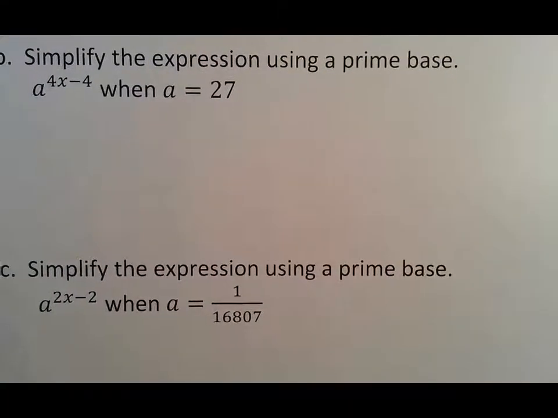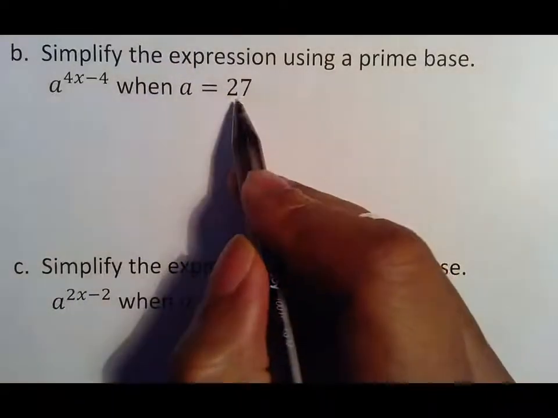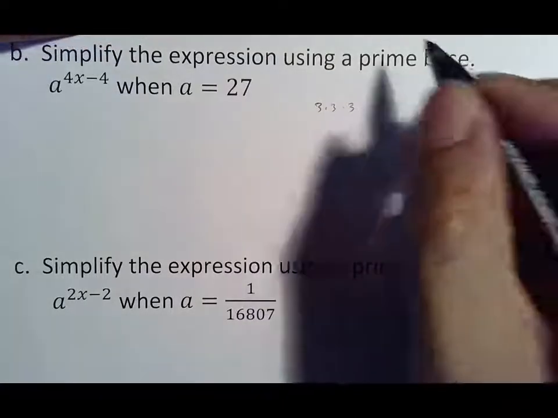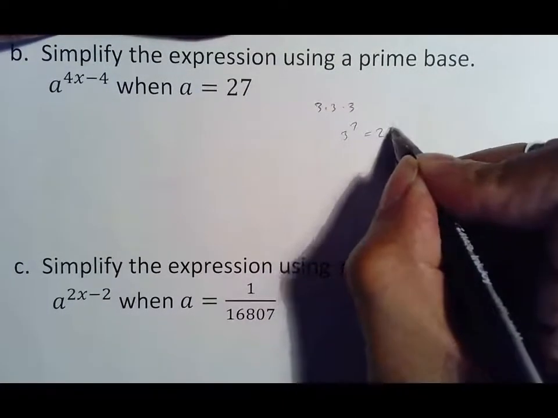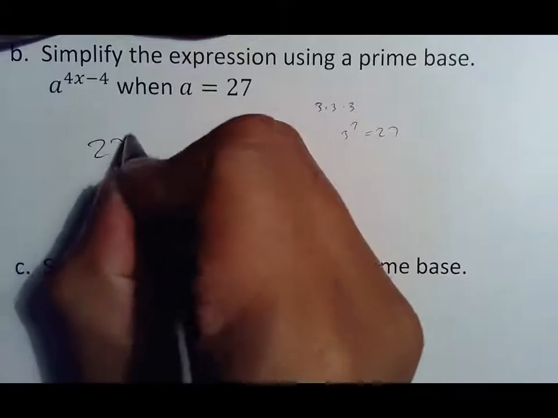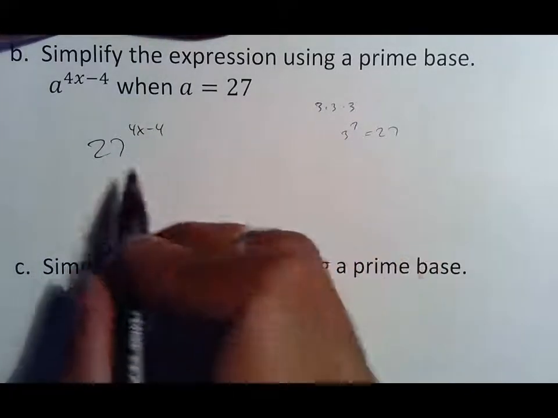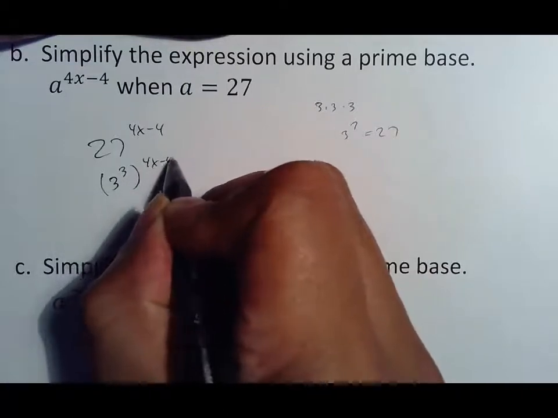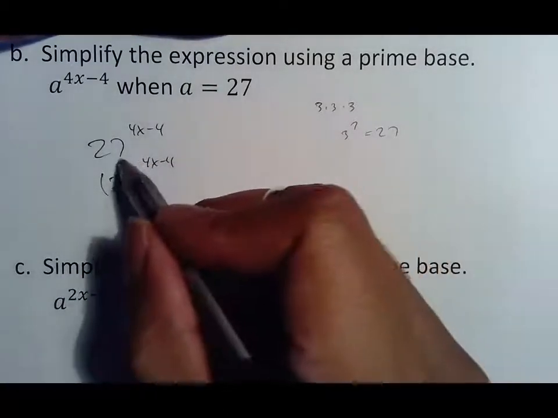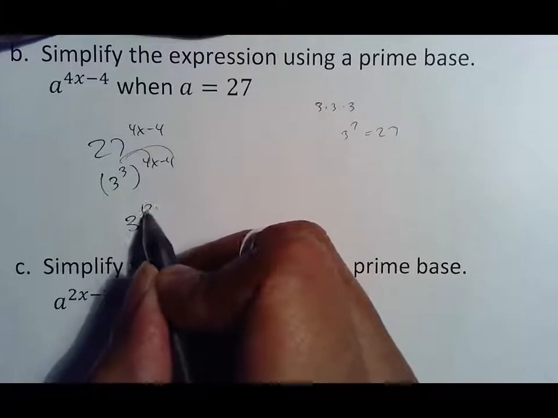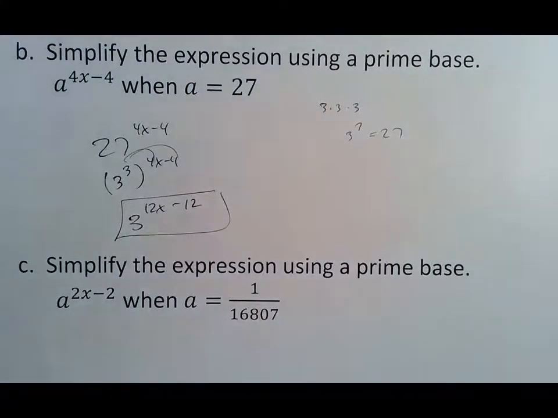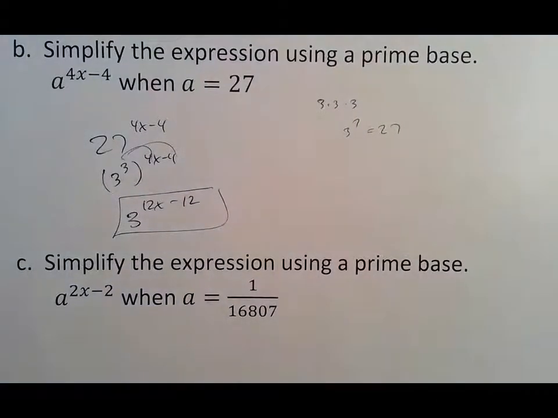A to the 4x minus 4 when a is equal to 27. That's easy. I think that's 3. 3 times 3 is 9 times 3 is 27. So 3 to the 3rd is 27, which means that when I get 27 to the 4x minus 4, 27 is going to turn to 3 to the 3rd to the 4x minus 4, which means I distribute that and get 3 to the 12x minus 12. That's all it is. All right. Not bad. Just something you got to make sure you're ready for.